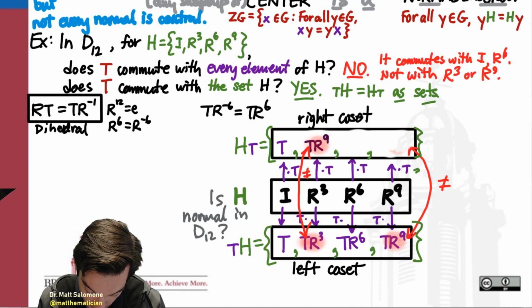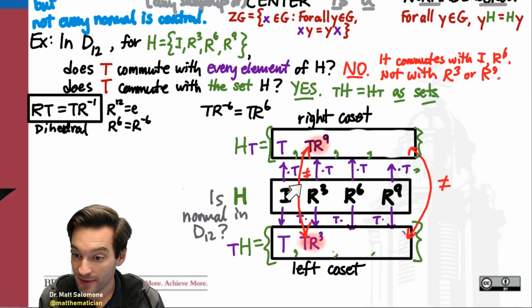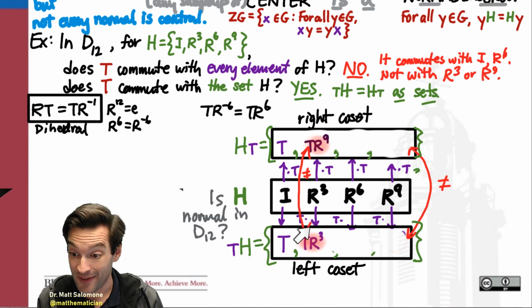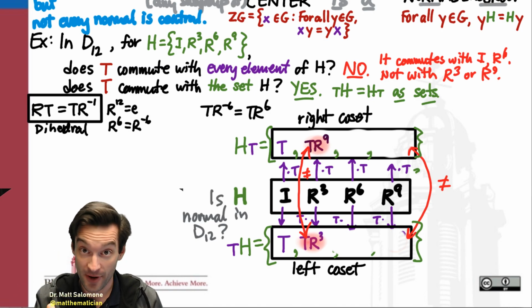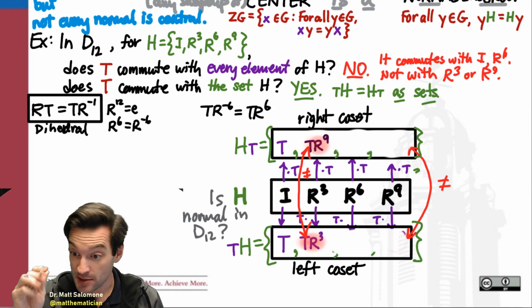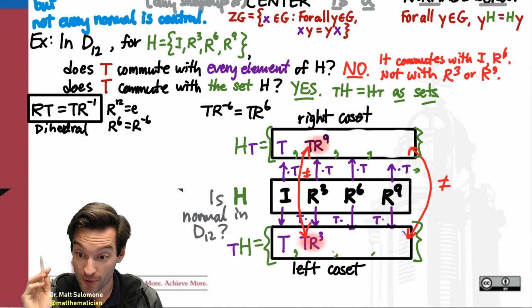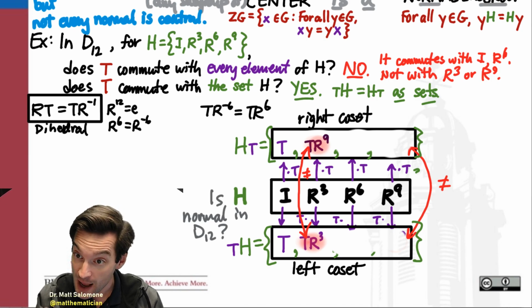They would go down the line, right? They would multiply the identity on both sides and say, well, the identity works, IT is equal to TI. Then they would do the next element, and they would turn up this one disagreement: TR cubed is not equal to TR to the 9th. And then people would stop there and say, T didn't commute with this element R cubed, therefore this subgroup cannot be normal.